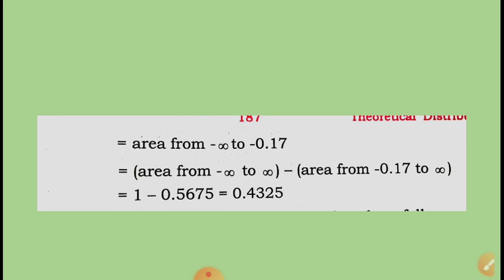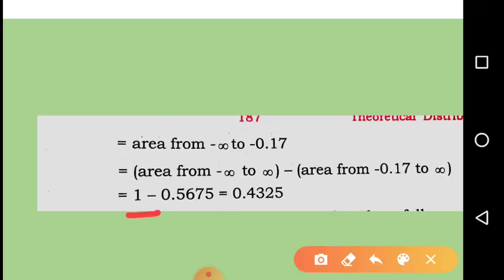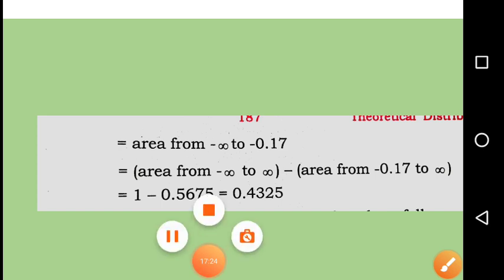See, the area from minus infinity to infinity is always 1. Minus the value for 0.17. Once again you have to see that chart, and when you subtract these two, you will get this answer. Okay. I know it's a little difficult to understand this way, but I will solve the same problem in the class. Still, if you have doubts on this, you can ask me. Okay. Thank you.